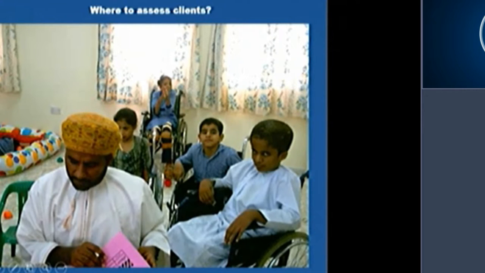Where should we do these tests? The ideal place is where the children are comfortable. Either it is a center where they are being taken care of, or it can be outside the ophthalmic unit, but within the premises, so that easy reference and diversion of the cases can be done.